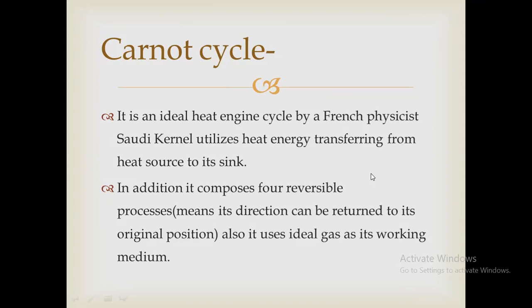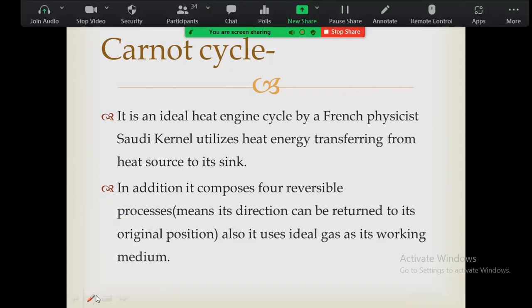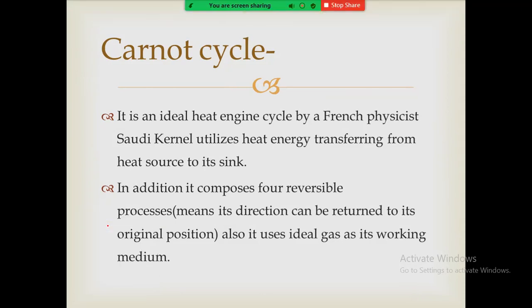So, which are those processes? Reversible processes are those whose direction can be returned to the original position. So in a reversible process, it goes cold to high, high to cold, like this. That means a closed loop cycle. There is no other type of interference, and the system uses an ideal gas as its working medium.